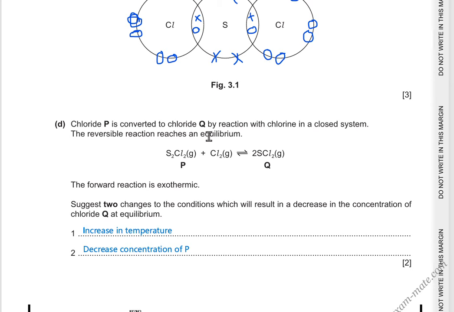Chloride P is converted to chloride Q by reaction with chlorine in a closed system. The reversible reaction reaches an equilibrium. P plus Cl2 equals Q. The forward reaction is exothermic. So take a note, or you can also make a side note and say that delta H is negative, or less than 0.